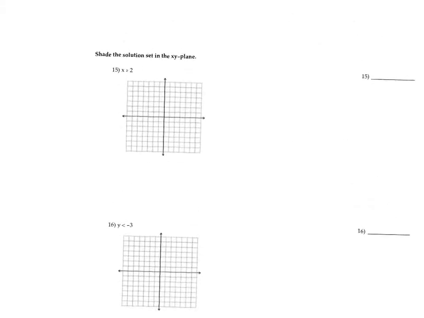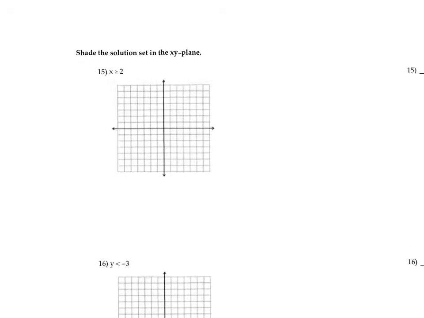On the last page, all we wanted to do was graph. Okay, so x is greater than or equal to 2. Well, this is a vertical line, and it is a solid vertical line. Okay, so I'm going to go ahead and switch to a different color here. So we have x is greater than or equal to 2. We'll go right there. And then we can see that the way we shade in this case would have to be to the right because we're greater than, okay?